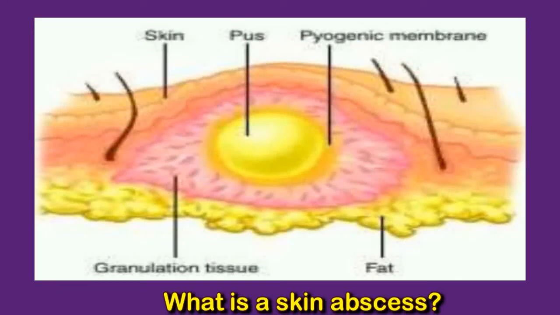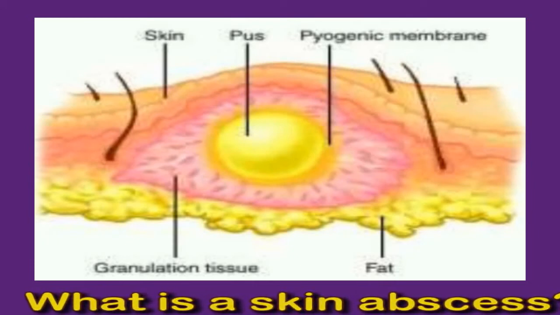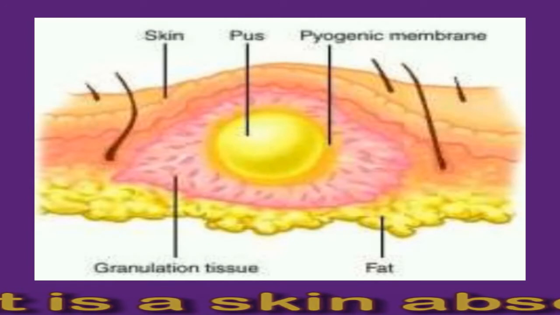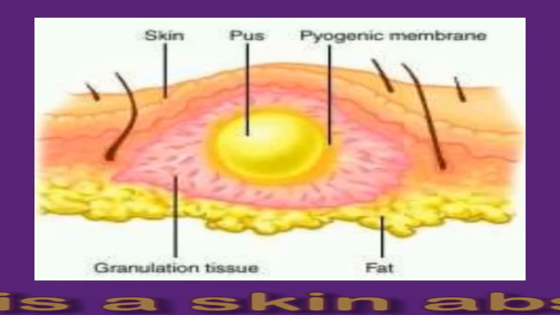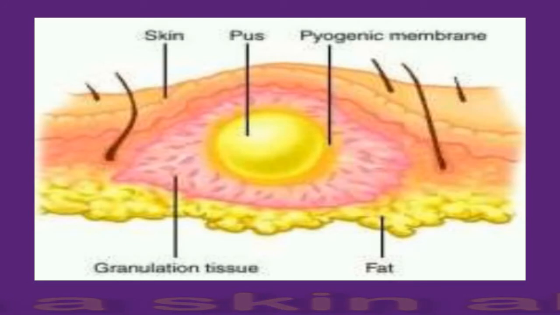However, in some cases, leaving a skin abscess untreated can lead to severe complications. Skin abscesses can occur all over the body but are common in the following areas: under the arms, on the lower back, around the genitals and anus.